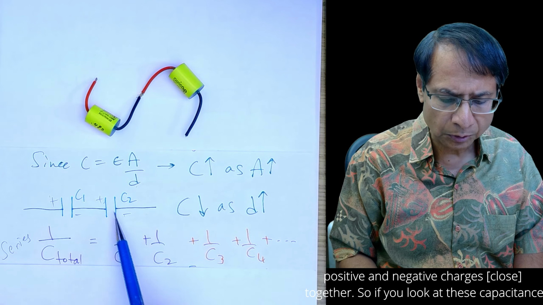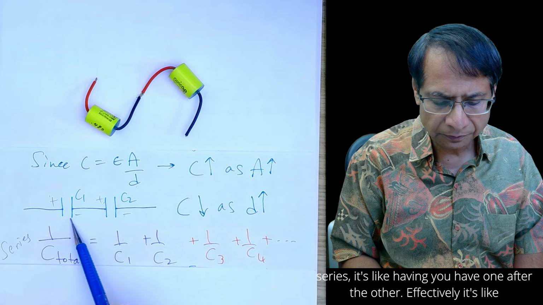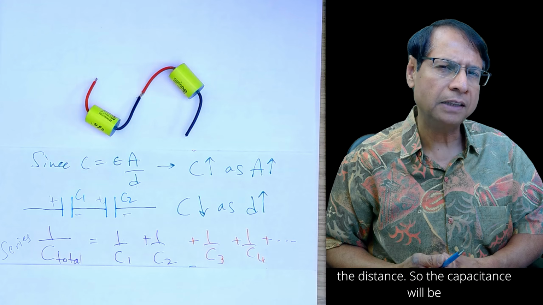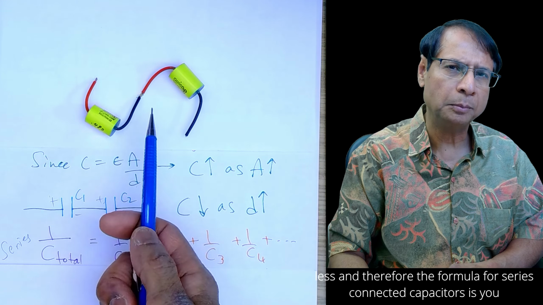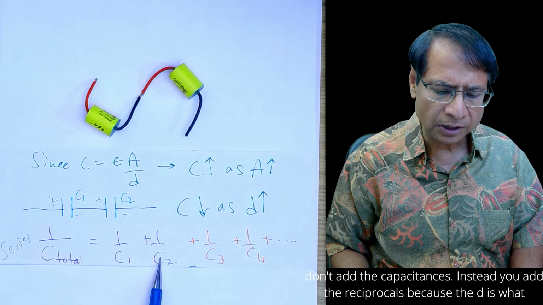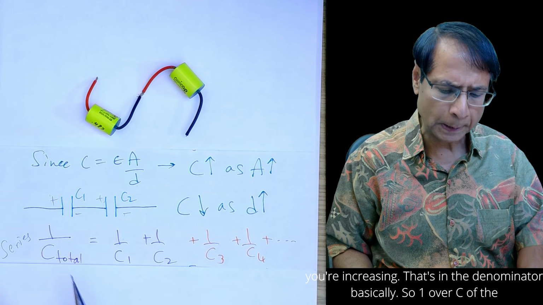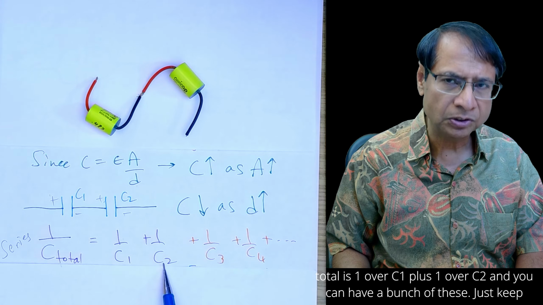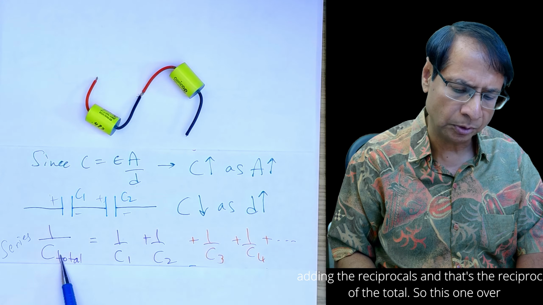So if you look at these capacitors in series, it's like you have one after the other. Effectively, it's like adding the distance. It's like increasing the distance. So the capacitance will be less. And therefore, the formula for series connected capacitors is you don't add the capacitance. Instead, you add the reciprocals because the D is what you're increasing. That's in the denominator basically. So 1 over C total is 1 over C1 plus 1 over C2. And you can have a bunch of these. Just keep adding the reciprocals. And that's the reciprocal of the total.